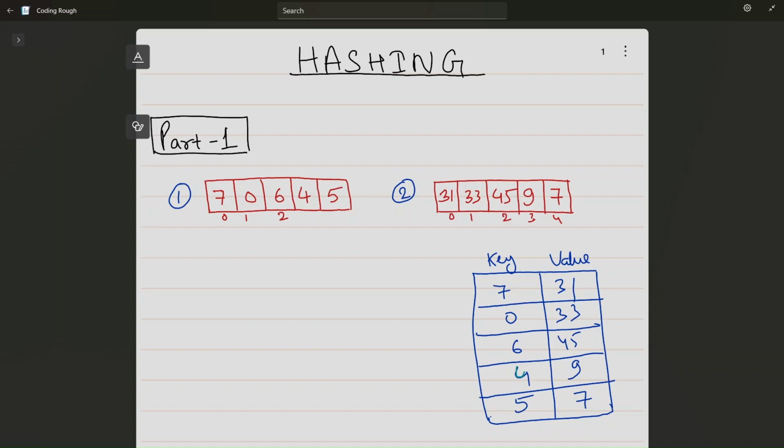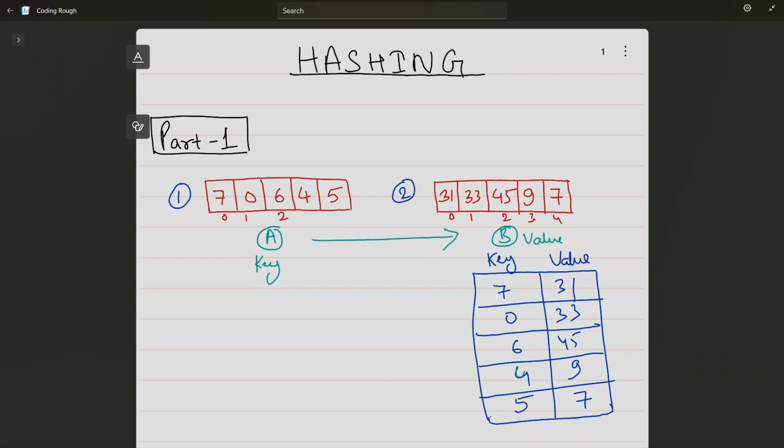Okay, so let's see. There are two arrays. Let us suppose I will name this array A and this is the array B. Now there is some relation. What is the relation? Array A contains the value which is called a key, and array B contains the data which is called a value. Value of what? Value of array A.